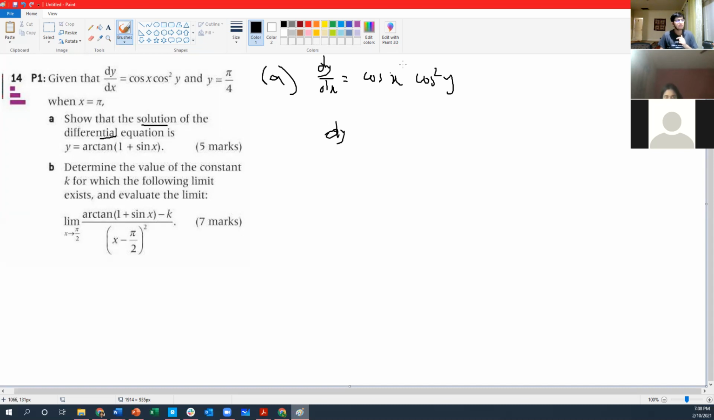One thing I will say, I'm not going to actually write cos squared y, because to save time you can just write sec squared y here, right? Because once you divide, that'll be sec squared y. And on the other side, you'll have cos x dx. Integrate both sides, and you'll get tan y on one side, and sine x on the other side, sine x plus c. Now we use our initial condition. x equals pi. Sine of pi happens to be what?